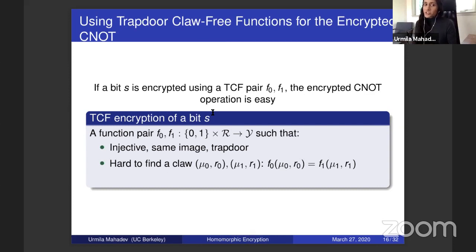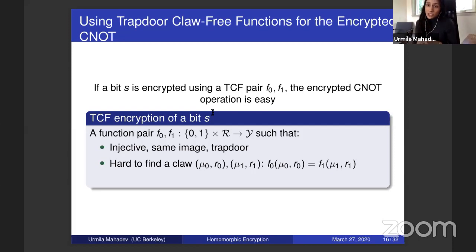And now the first conditions are the same. It's injective. The two functions have the same image. There's a trapdoor, and I've written the claw differently. Now mu0 and mu1 are bits. They come from the first part of the domain. R0 and R1 are longer strings, and the claw-free property should still hold.